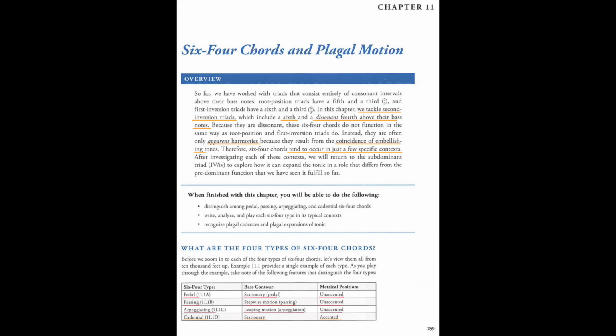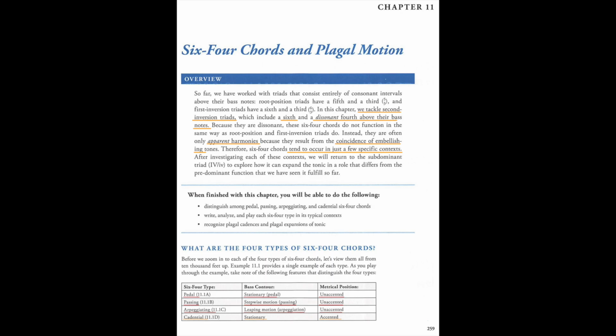Welcome everyone to the lecture on Chapter 11 of Laitz 5th edition. This chapter is all about 6/4 chords and plagal motion. When we talk about the word plagal motion, it refers to the subdominant chord. So this is what this chapter is about.